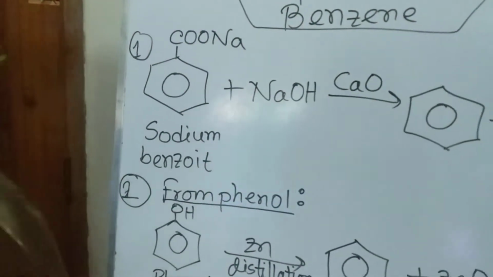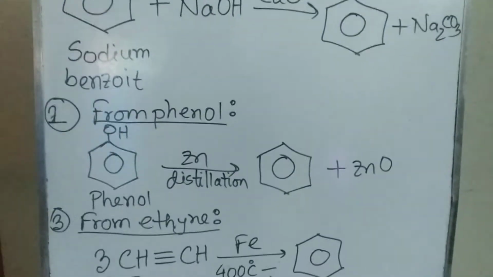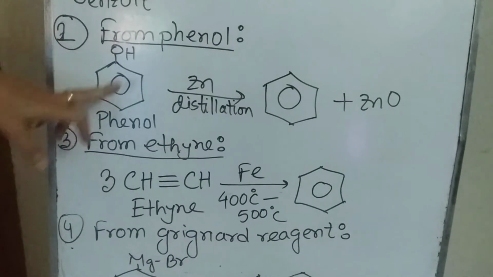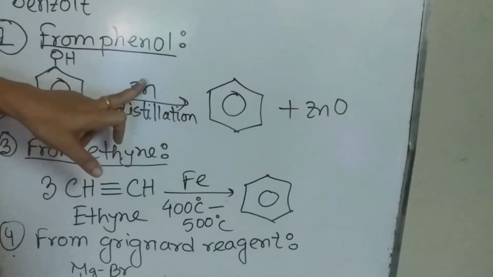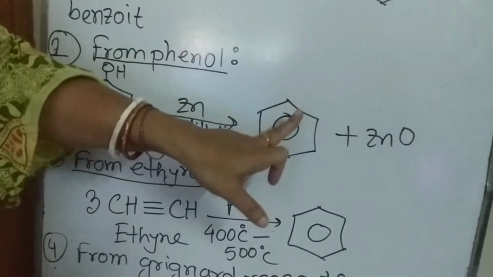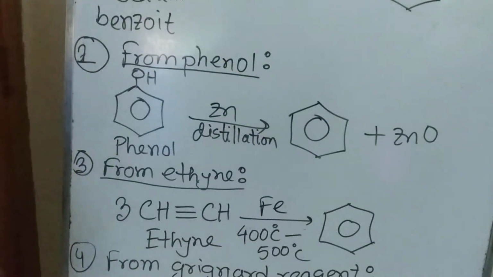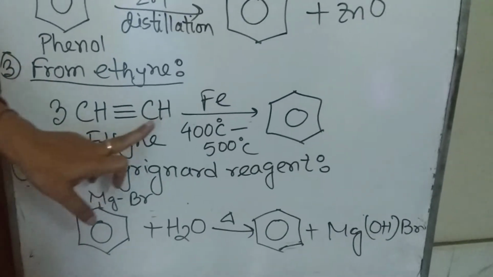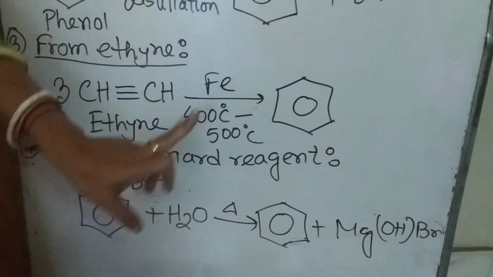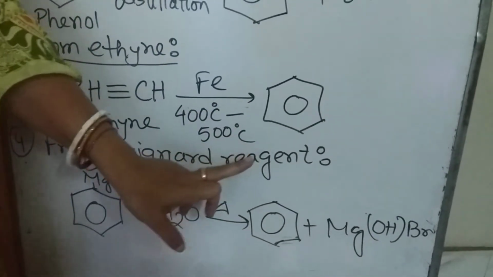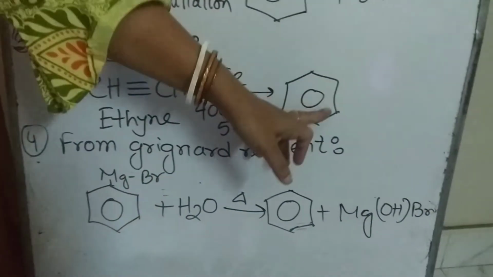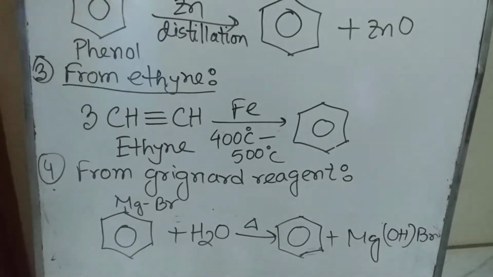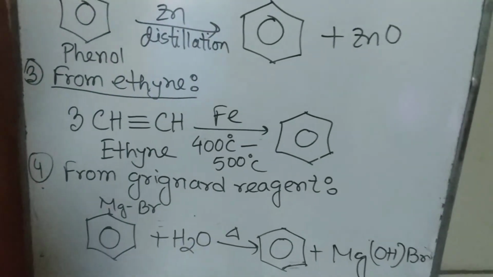Now come to the second preparation. From phenol, how can we prepare benzene? Here phenol, when distilled in presence of zinc, is converted to benzene. Third one is from ethyne. When ethyne gas is passed through an iron pipe at 400 degrees Celsius to 500 degrees Celsius, it is converted to benzene. There is a question: you have seen that here 3 molecules of ethyne are used.